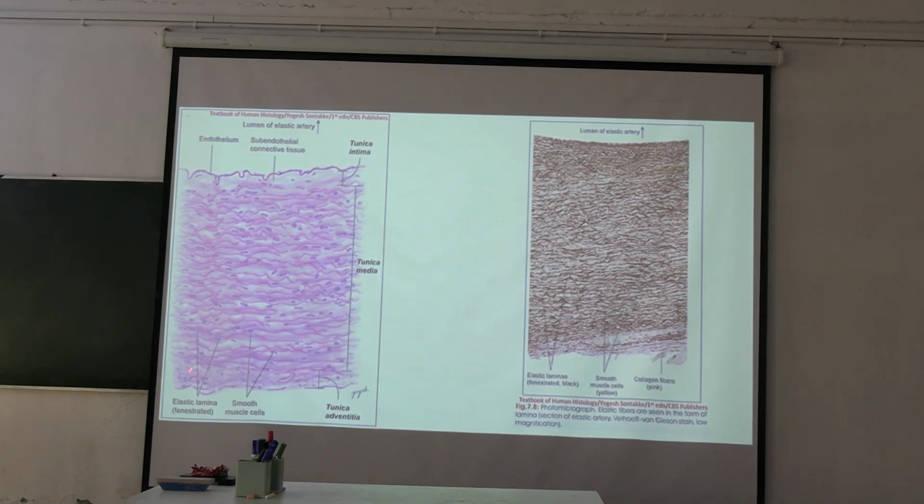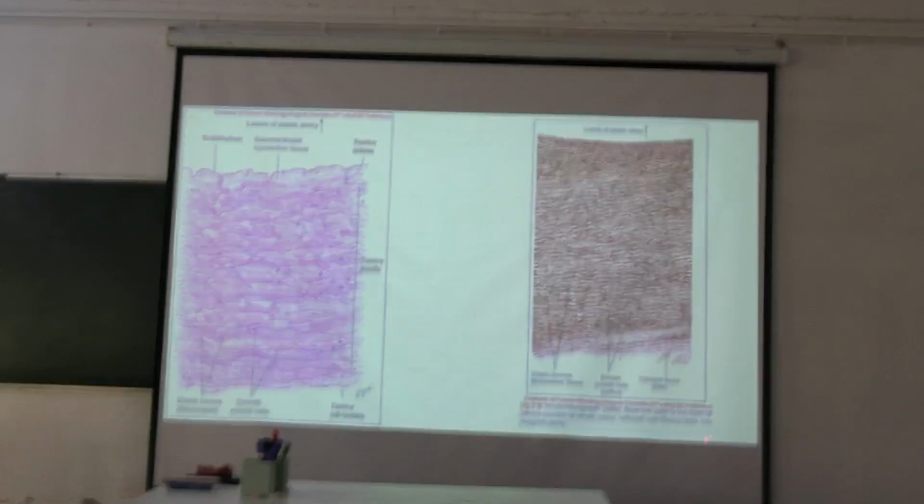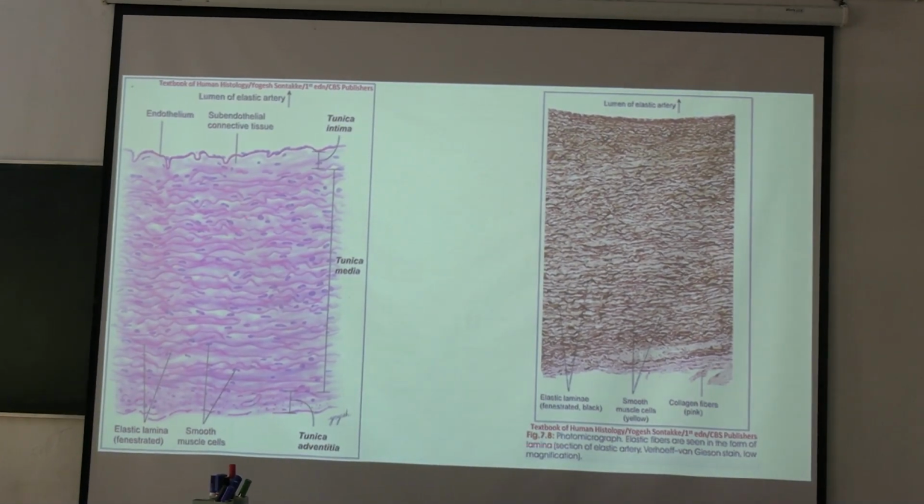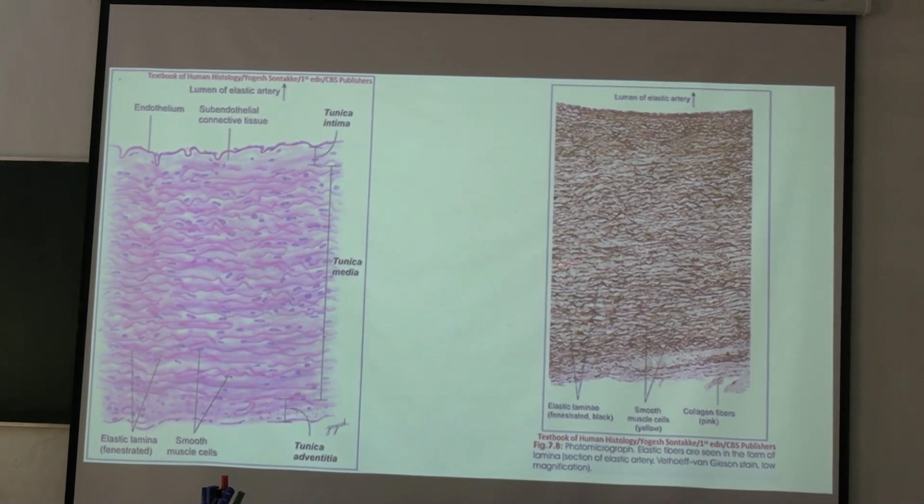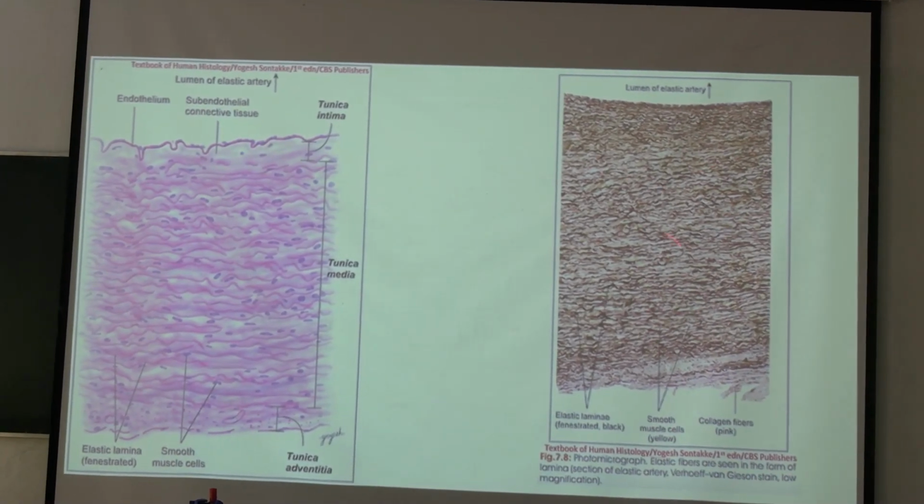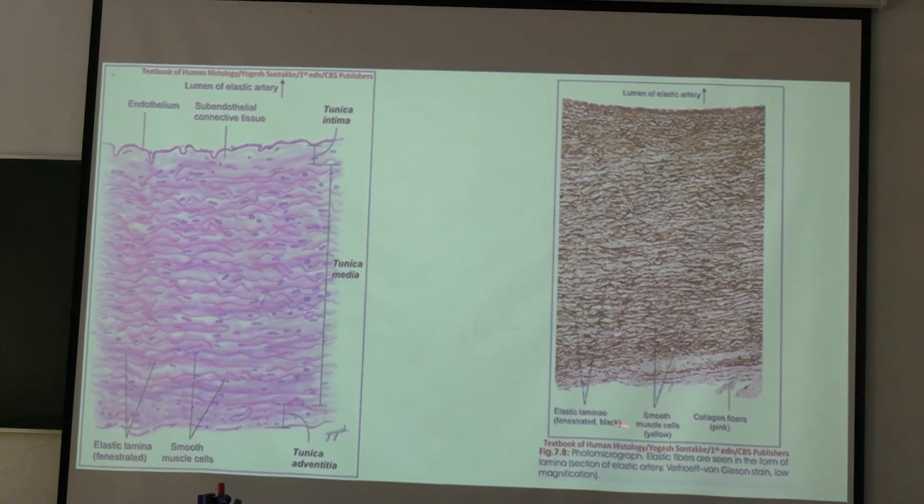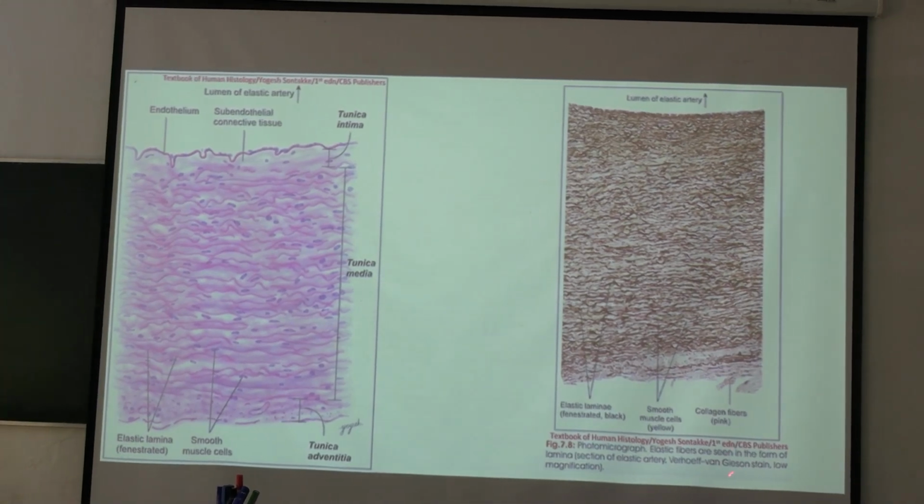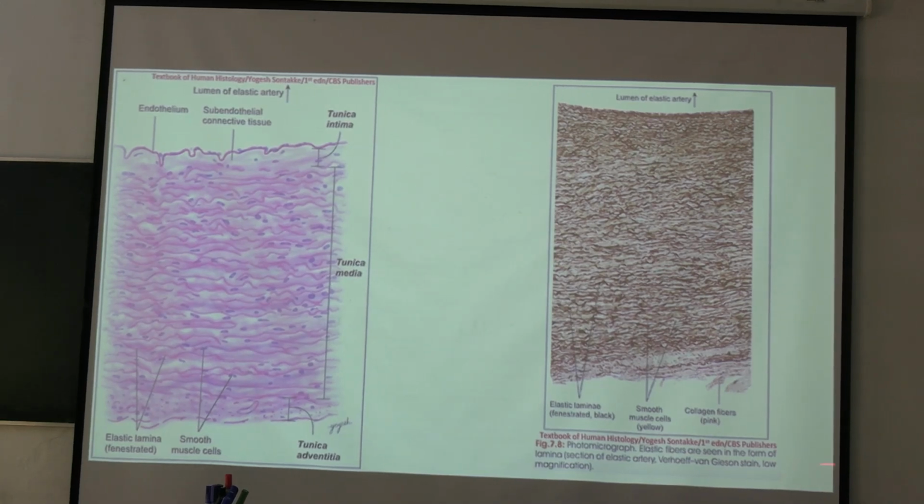Here also you can see the section of the blood vessels. And elastic fibers are seen in the form of lamina in this section of elastic artery. This is hematoxylin eosin staining. Okay, so elastic fibers are taking pink stain, and this is Verhoeff's method. So it is showing the fenestrated elastic lamina black in color if staining is done by Verhoeff's method or Van Gieson stain. Okay, Van Gieson stain is used here.